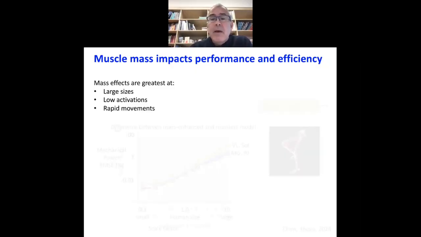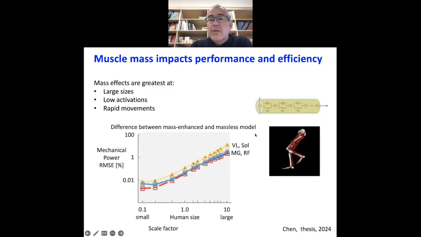The test that we've done so far is essentially going into some musculoskeletal simulations on a bike. We've got muscle models where we've essentially increased the size of the model to increase the relative mass effect. And we find that at large sizes, you do get a significant mass effect. But at human sizes, it is significant, but the mass effect is only small.